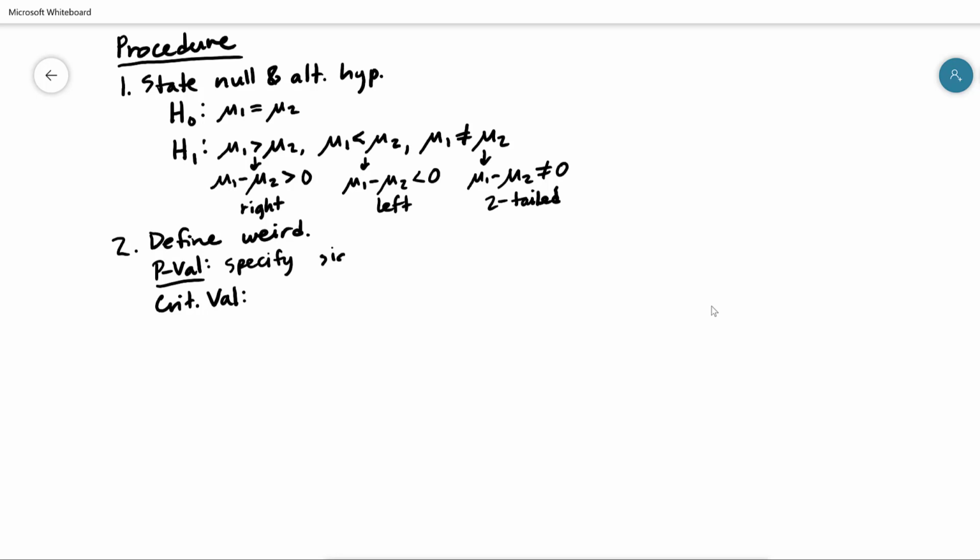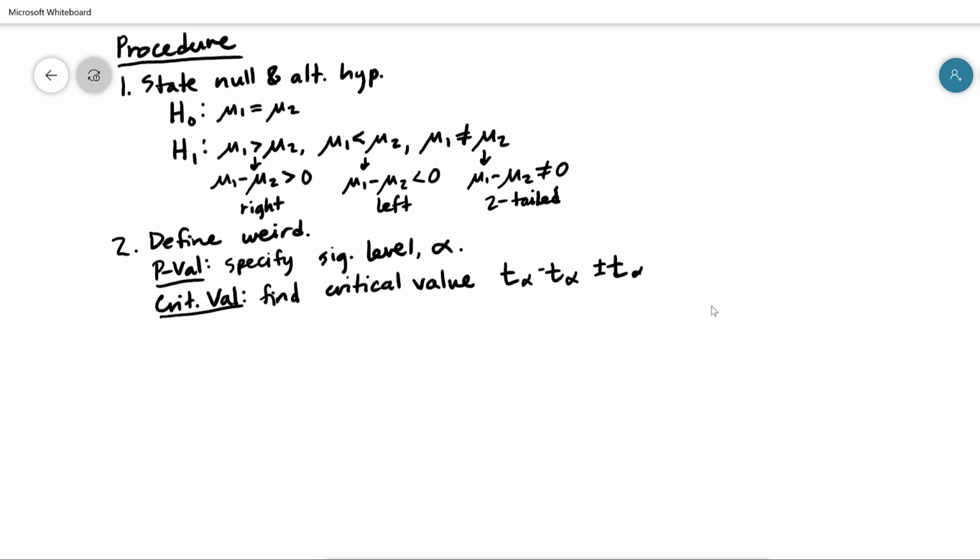We just need to specify the significance level if we're doing the p-value method, which is alpha, it's given in the problem. And if we're doing the critical value method, we need to find the critical value. And again, the critical value here is a t-score. It takes the form of either t sub alpha, negative t sub alpha, or plus or minus t sub alpha over 2, depending on whether we're dealing with the right-tailed, left-tailed, or two-tailed case.